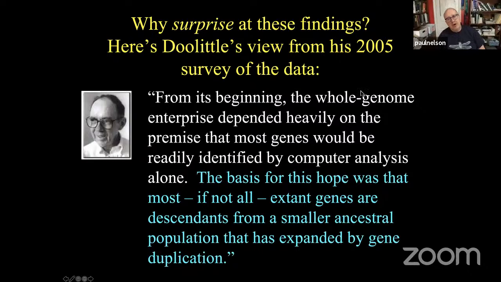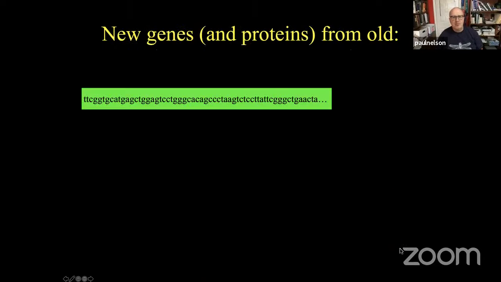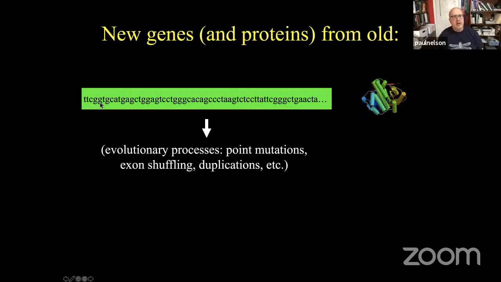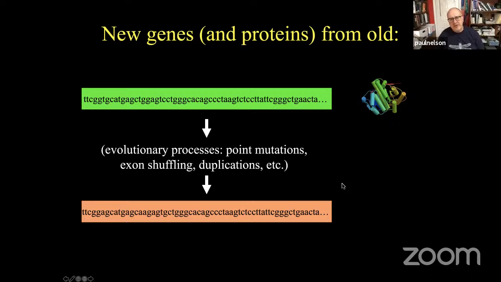Well, Doolittle wrote another review article now in 2005, looking at a stronger signal from the whole genomes that were available. And he said, we thought we could identify extant genes in silico because in the theoretical background, we had the expectation all extant genes descended from a smaller ancestral population that expanded by gene duplication. So in this cartoon, again, we have a DNA sequence here coding for a protein that folds up like this. That sequence is subject to a variety of evolutionary processes. And let's say there's an internal duplication and we add an alpha helix here.